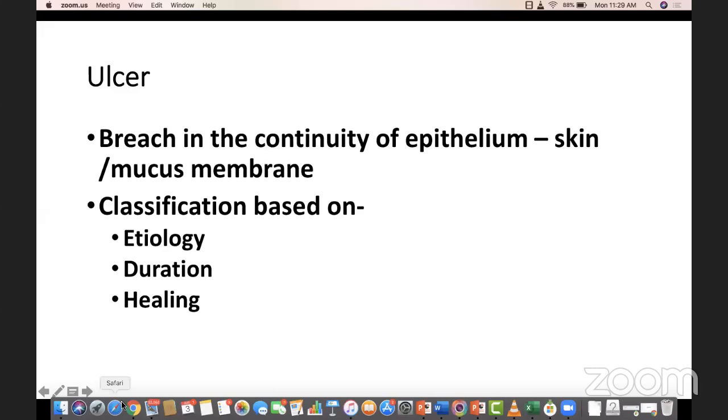What is an ulcer? Let's get to the brass tacks now. An ulcer is basically a breach in the continuity of epithelium. So it doesn't have to be only in the skin. It can be in the oral cavity, in the rectum, and it can be anywhere.